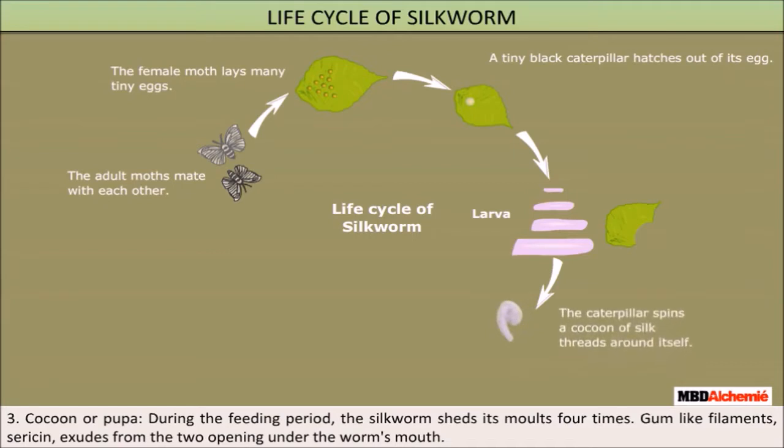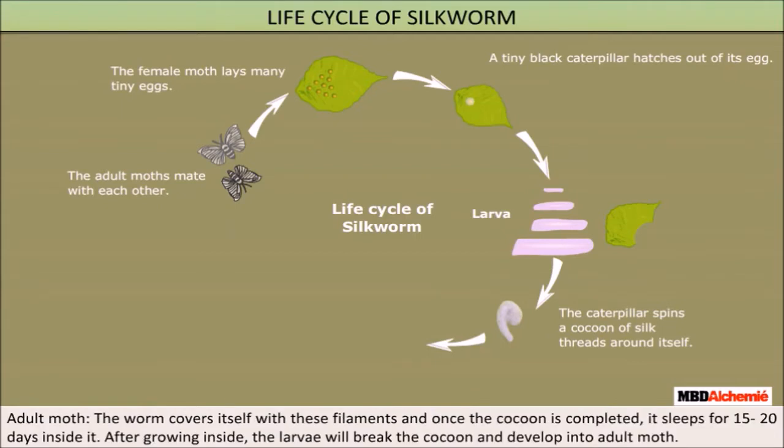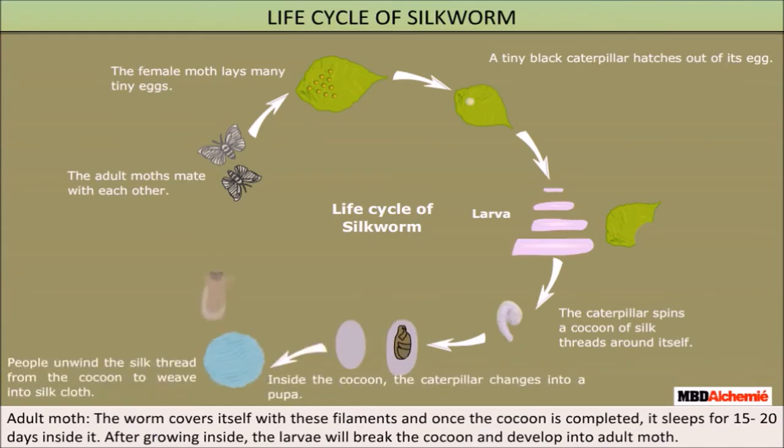Gum-like fine filament, sericin, exudes from the 2 openings under the worm's mouth. The worm begins to spin its cocoon, which takes around 8 days. The worm covers itself with these filaments, and once the cocoon is completed, it sleeps for 15 to 20 days. After growing inside, the larvae will break the cocoon and develop into adult moth.